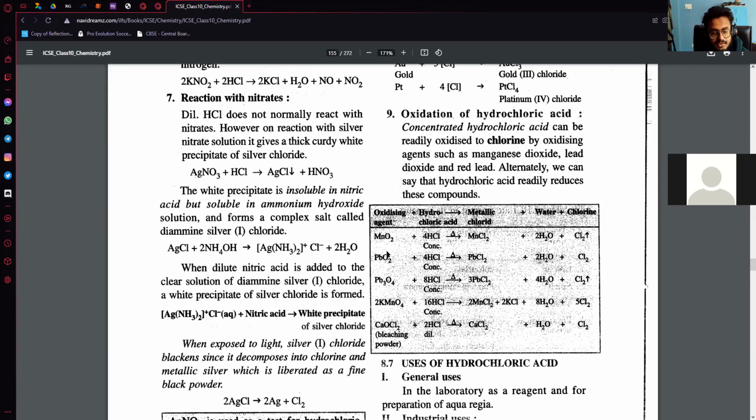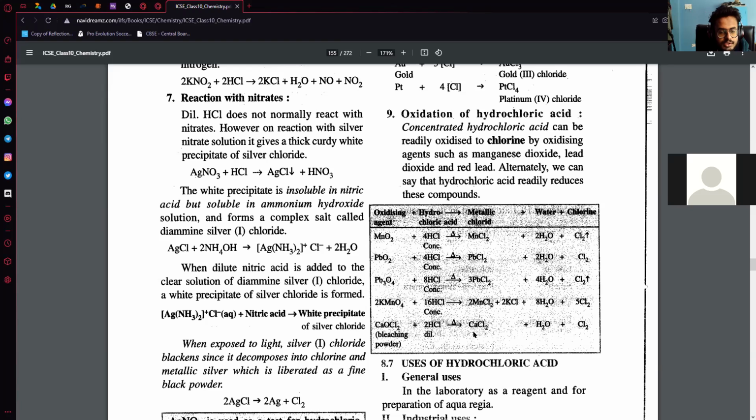Metal oxides like manganese oxide, lead oxide, and KMnO4, which is known as potassium permanganate, and this one is known as bleaching powder, CaOCl2. These are all oxidizing agents: manganese oxide, lead oxide, potassium permanganate, bleaching powder, right? These react with HCl to form salt. Salt is always there: CaCl2, MnCl2, PbCl2. Salt is always there. Water is also always there.